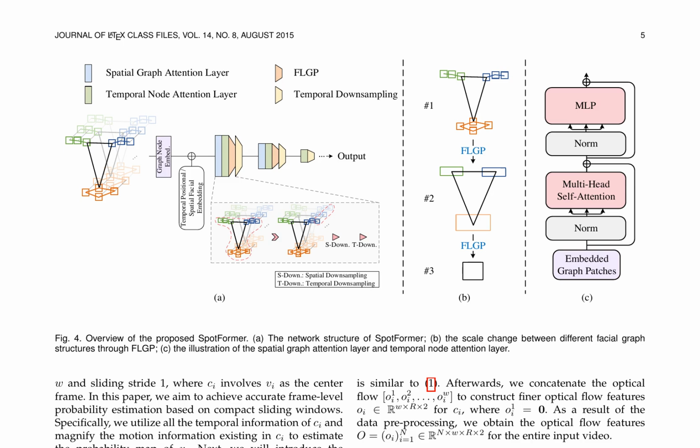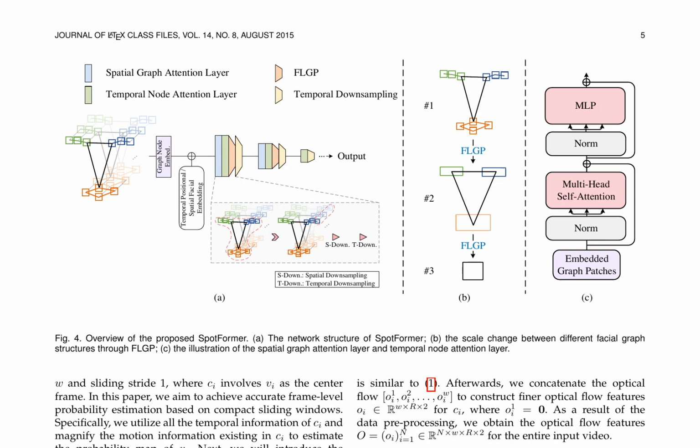The proposed SpotFormer model is designed for accurate frame-level probability estimation in facial expression spotting. The model takes as input a compact sliding window of optical flow features, which are obtained by computing the motion information between consecutive frames. The optical flow features are then processed through a series of steps, including graph node embedding, temporal positional embedding, spatial facial embedding, and multiscale spatio-temporal attention.